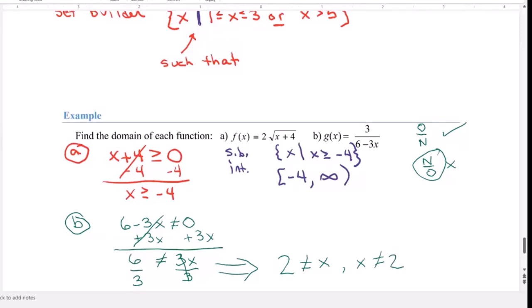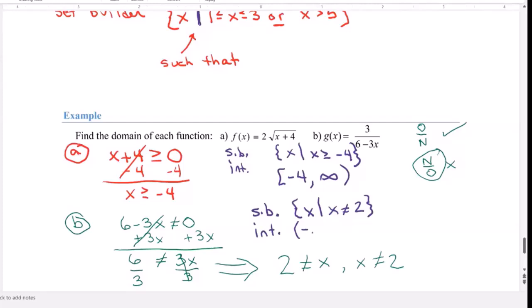Okay? So let's write it in set builder and interval notation. Set builder is the set of x such that x is not equal to 2. That's it. In interval notation, well, x can be anything but 2, can't it? So it could be from negative infinity.